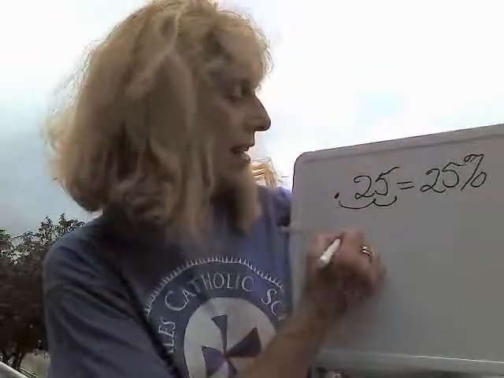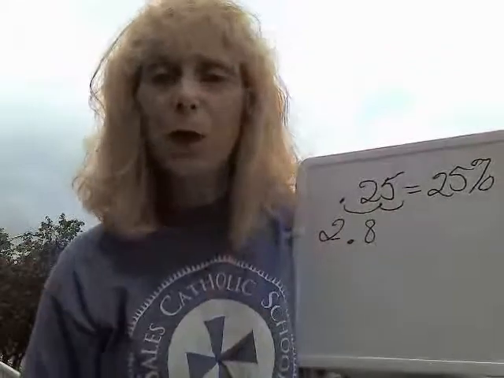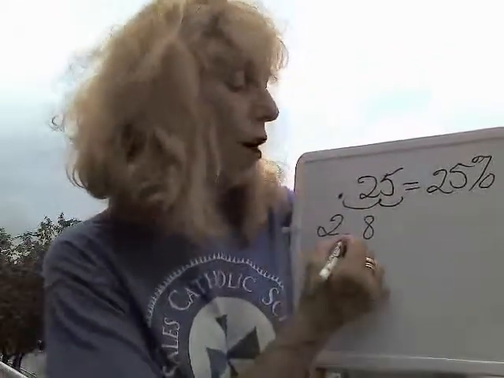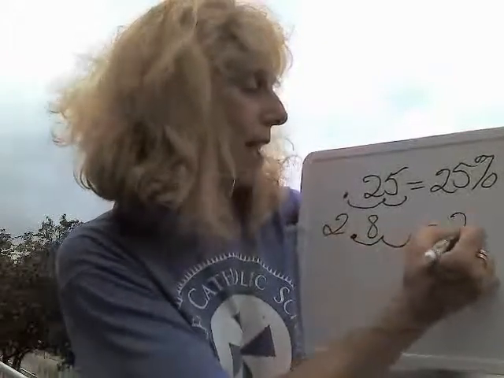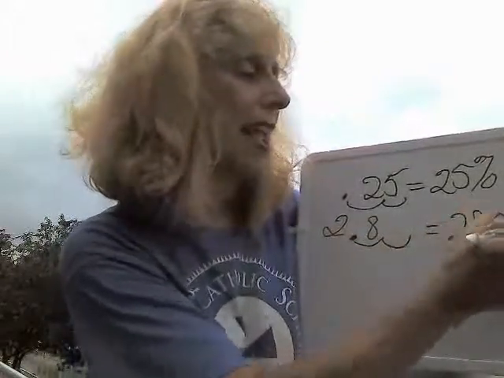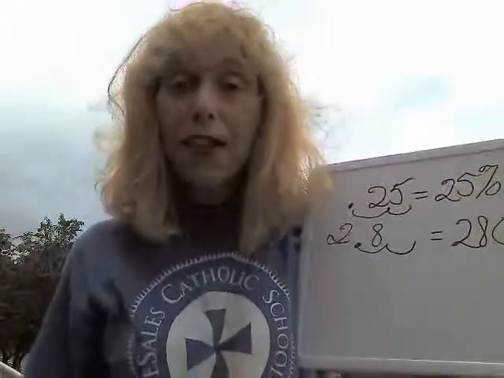What if I had this 2.8? I still need to move it 2 places to the right for a percent. 1, 2. My answer would be 280%. So obviously, if I needed a decimal, what do you think I would do? Of course, I'd go the other way around.